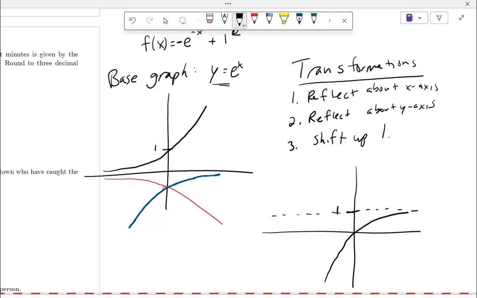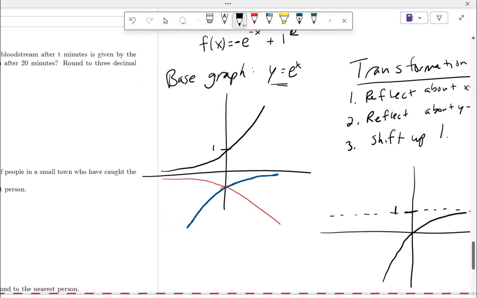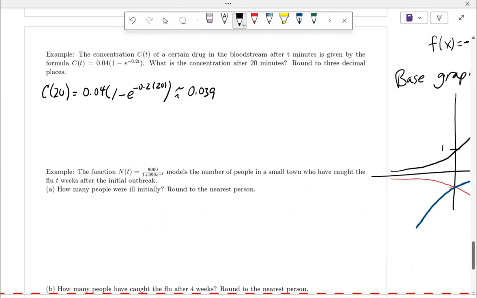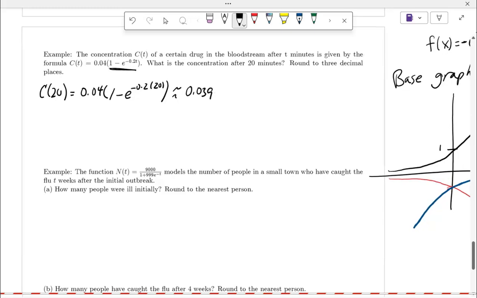So if I go back to the original problem, and this is why you use these types of models for certain situations, notice that I've got something similar here, don't I? What's inside the parentheses is going to get closer and closer to 1. We'll end up multiplying it by the 0.04. What this tells you is that your concentration of the drug in the bloodstream is never going to get above 0.04. It's going to get closer to that, but never get above that.